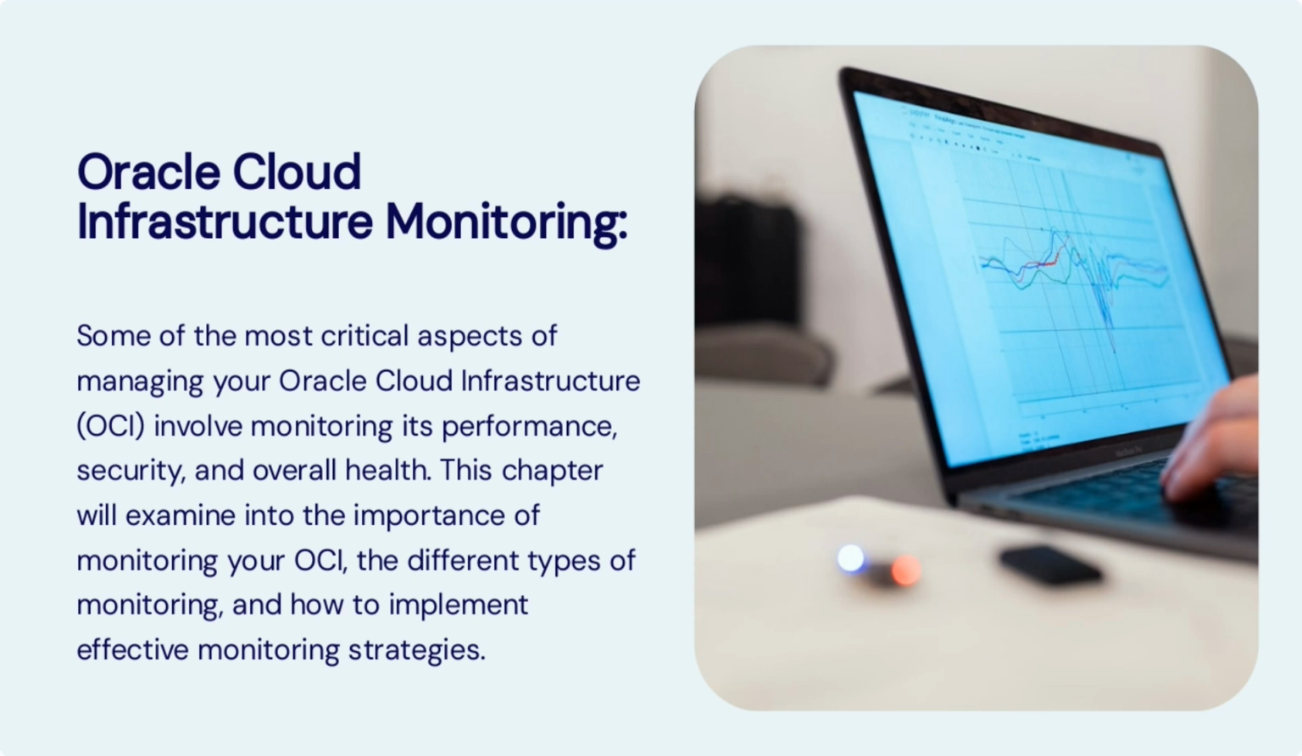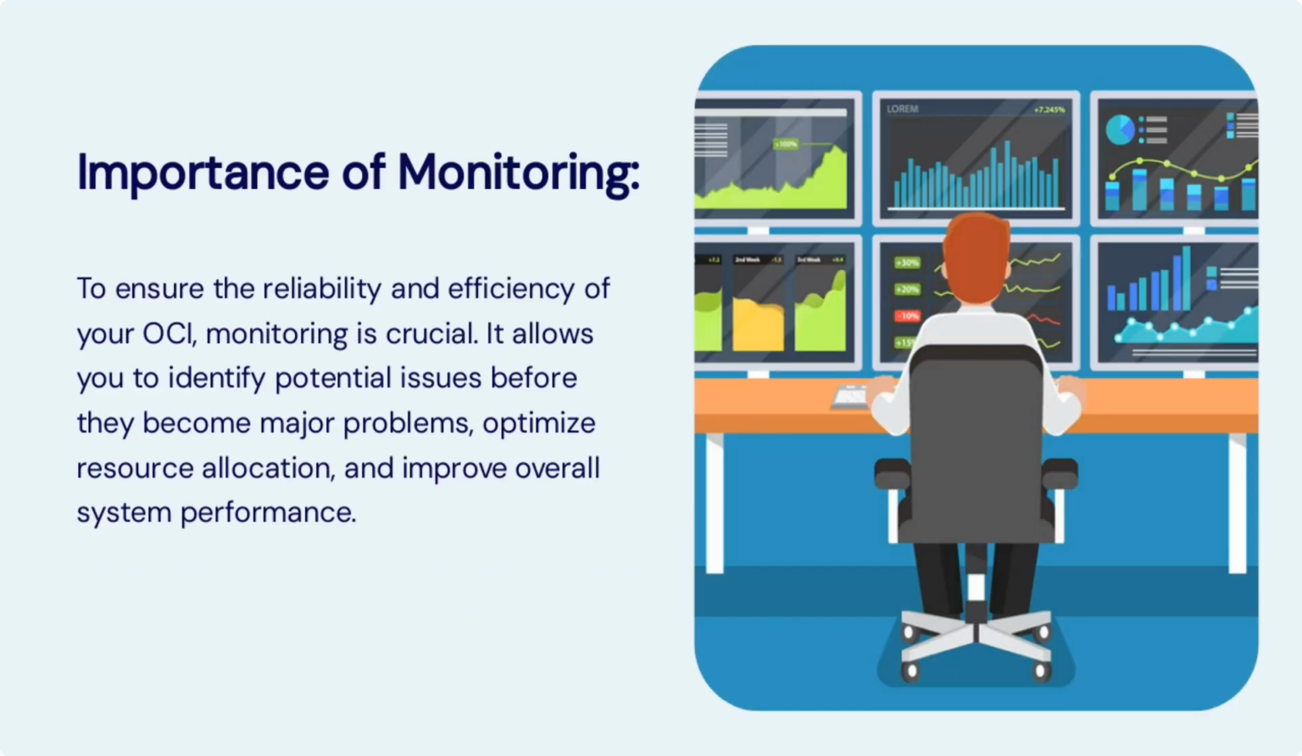Monitoring Oracle Cloud Infrastructure is crucial for managing its performance, security, and overall health. In this chapter, we will explore the importance of monitoring OCI, the different types of monitoring, and effective monitoring strategies. Why Oracle Cloud Infrastructure monitoring is most important. Monitoring is crucial to ensure the reliability and efficiency of your OCI. It allows you to identify potential issues before they become major problems, optimize resource allocation, and improve overall system performance. Cloud monitoring assesses the health of cloud-based IT infrastructures. Cloud monitoring tools help organizations proactively monitor their cloud environments for issues that could affect the end-user experience.